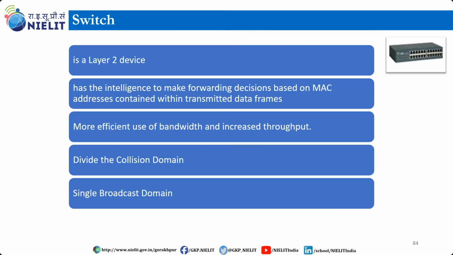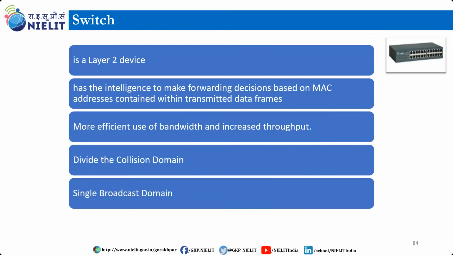The switch is a very important device with respect to computer networks, and it is comparatively more secure than a hub device. A switch works at layer 2. It is also known as a layer 2 device or data link layer device. A switch has intelligence to make forwarding decisions based on the MAC address contained within the frame.